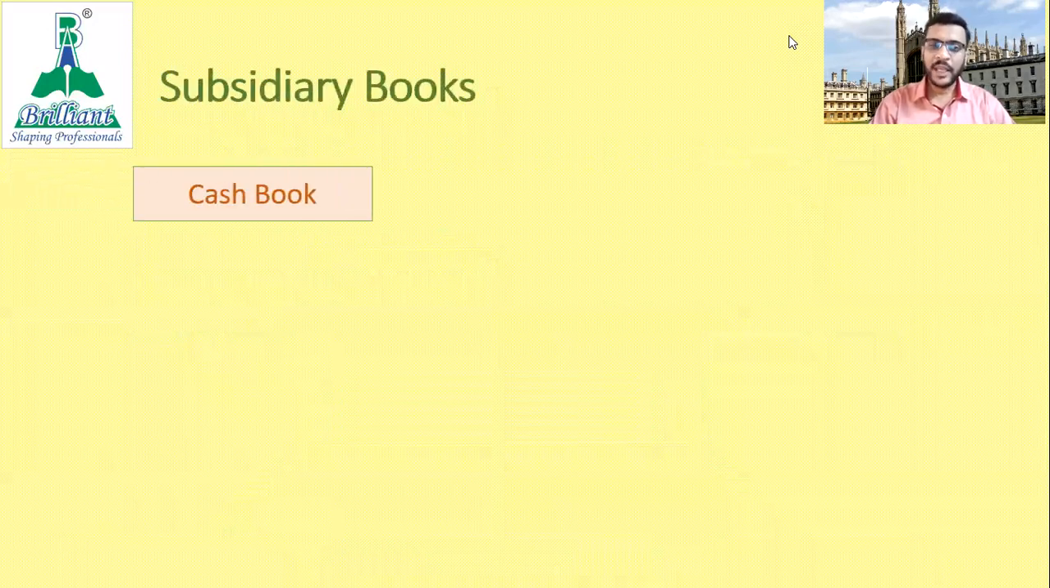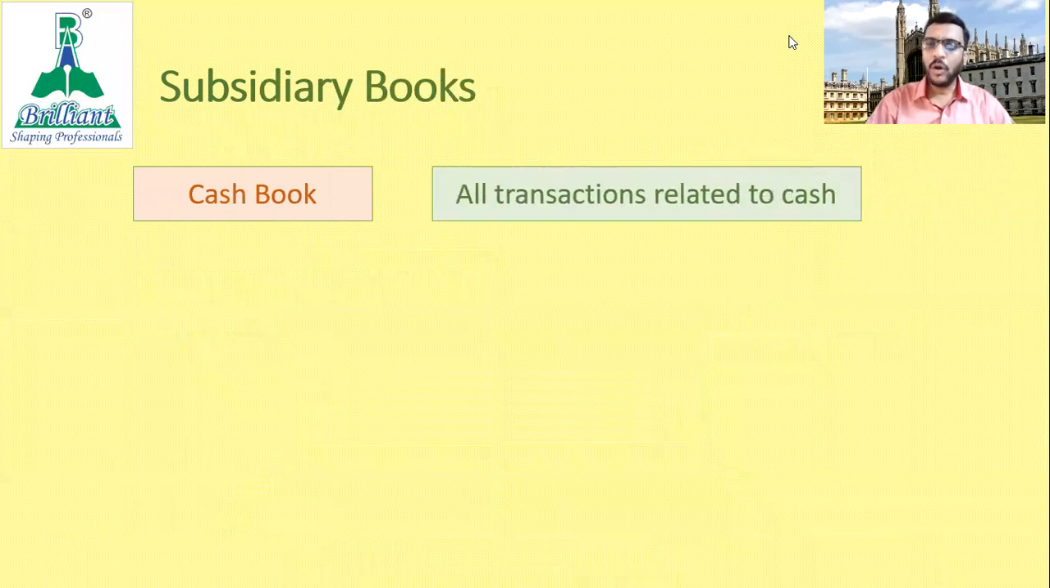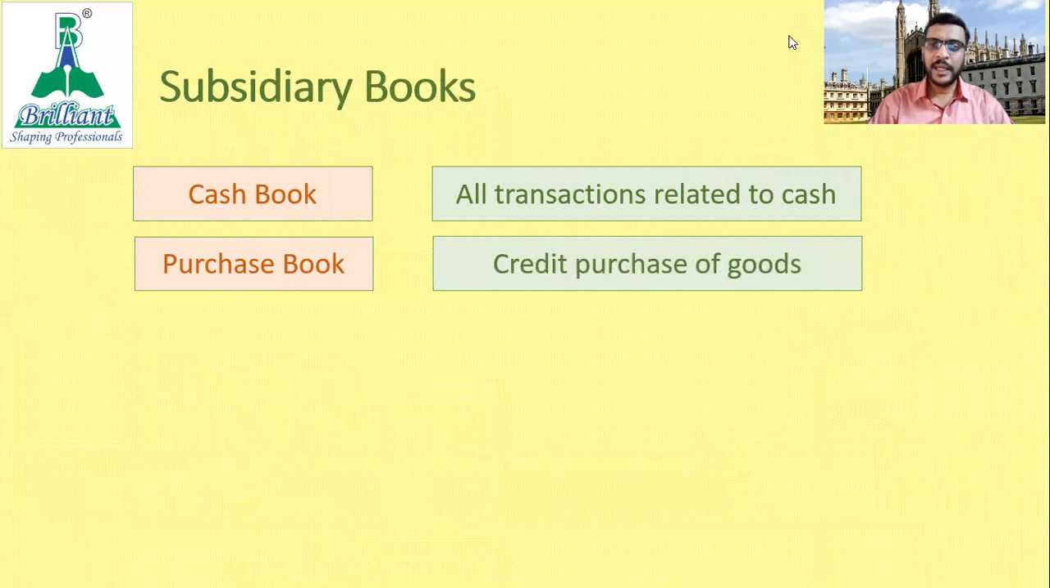Okay. Now what is next? In case of subsidiary books, the cash book. In the cash book we will record all cash transactions. Cash comes into the business, cash goes out of the business, goods purchased for cash, goods sold for cash. All cash transactions will be recorded in the cash book. In the purchase book we will record credit purchase of goods. So when goods are purchased on credit basis, we will record in the purchase book. When goods are purchased on cash basis, we will record it in the cash book.